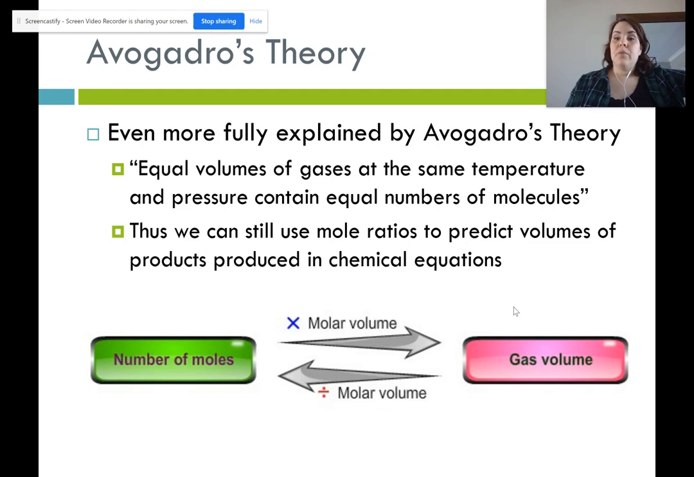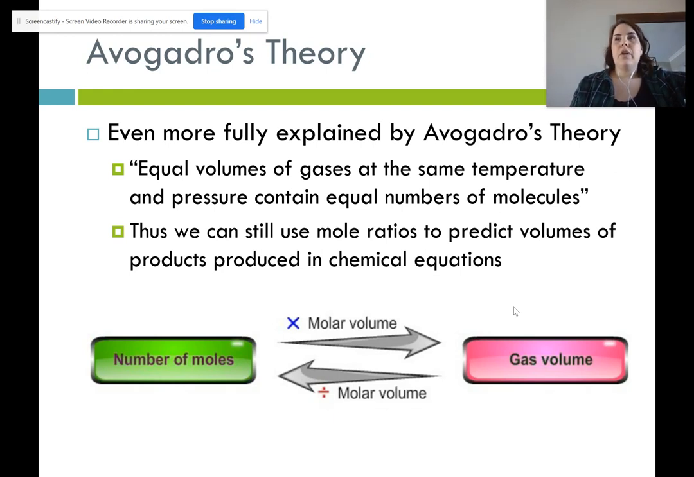This relationship is even more fully explained by something called Avogadro's theory. Avogadro should sound very familiar because we've been talking a lot this year already about Avogadro's number. What this law says is equal volumes of a gas, at the same temperature and same pressure, will contain the same number of molecules. Now, this is a lot different than solids and solutions that we've talked about so far, where we couldn't use volume to determine how many particles there are if we were only given a volume.